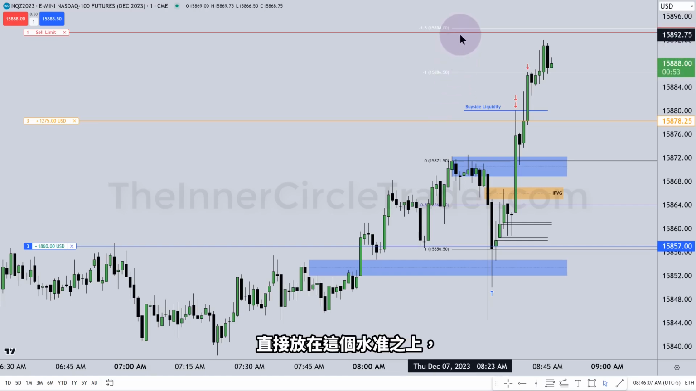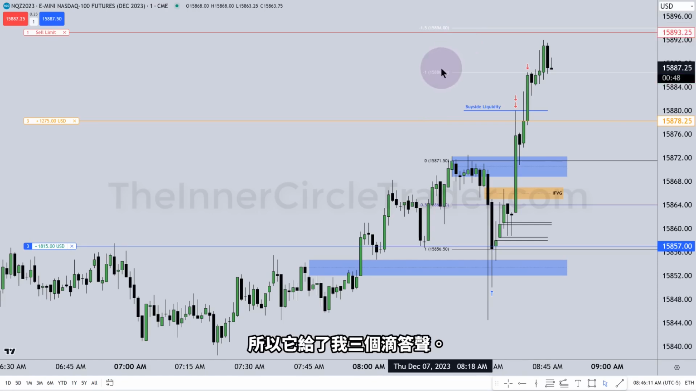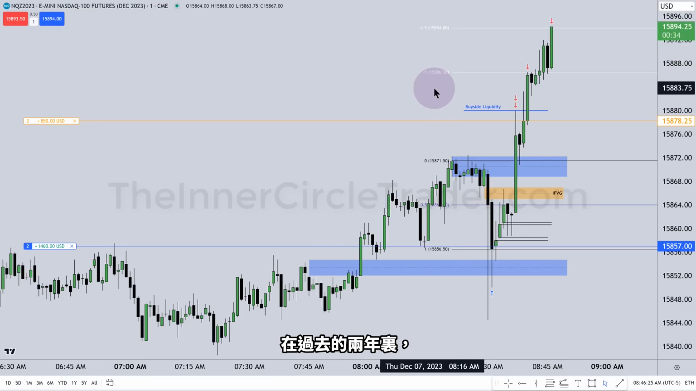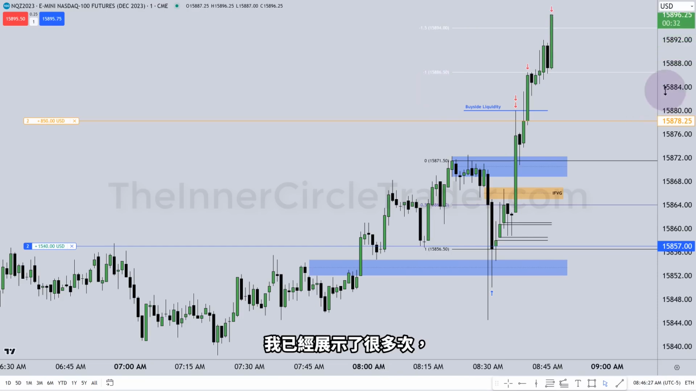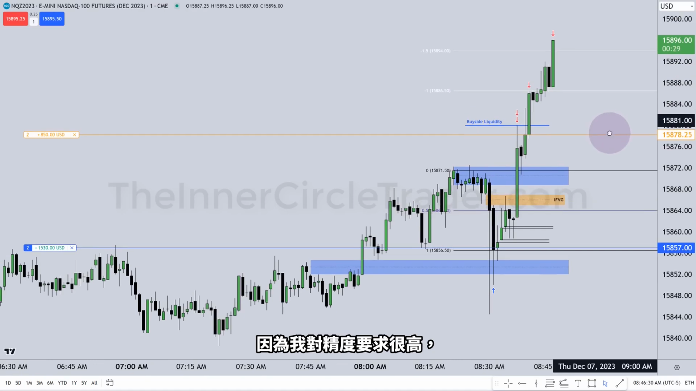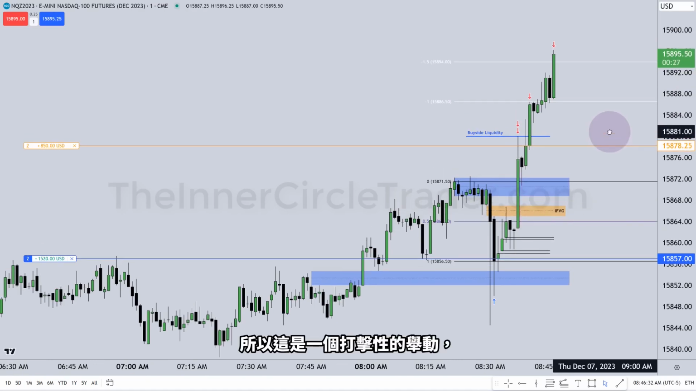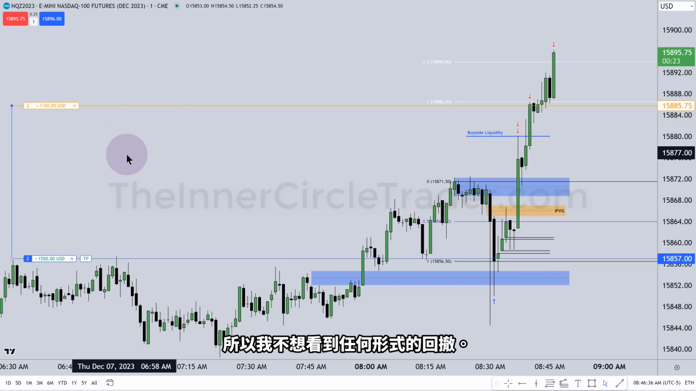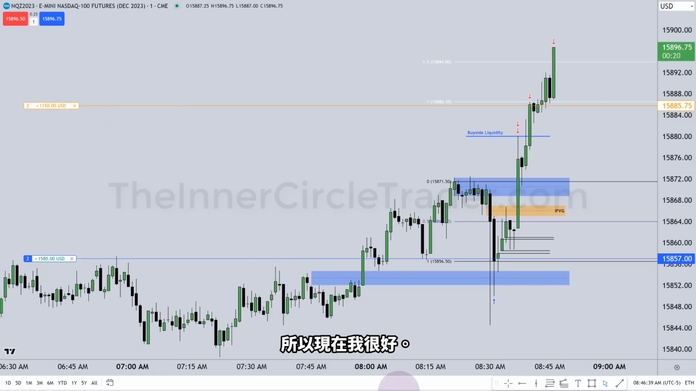And the reason why I don't have the limit order laying directly on top of that level is because I'm factoring in the spread. So it gives me 3 ticks. So if it's going to touch this level here, it should afford me the opportunity for the sell limit order to engage and allow me to exit. There've been many times over the last 2 years that I've shown how, because I'm demanding so much precision, see, this is a blow-off move, so I don't want to see any kind of retracement back. So now I'm good. I'm golden.